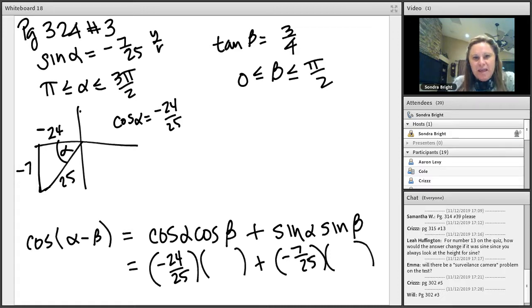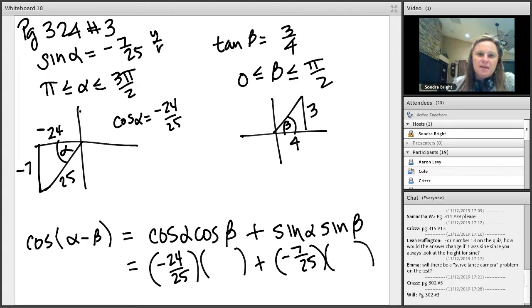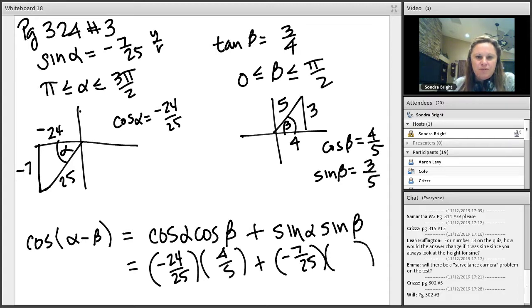All right, then for beta, beta's in quadrant 1 because they tell us it's between 0 and pi over 2. And opposite over adjacent. Opposite over adjacent. And that makes your radius 5. Use Pythag if you don't know it. And then cosine of beta is adjacent over hypotenuse, and sine of beta is opposite over hypotenuse. So we've got a 4 over 5 here and a 3 over 5 here.